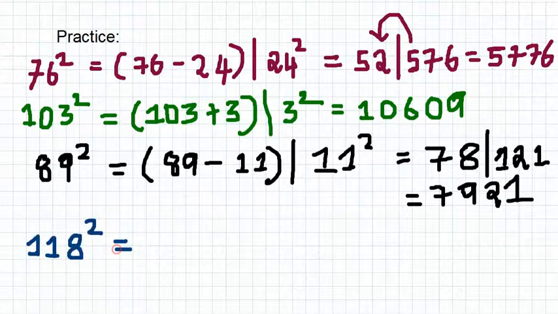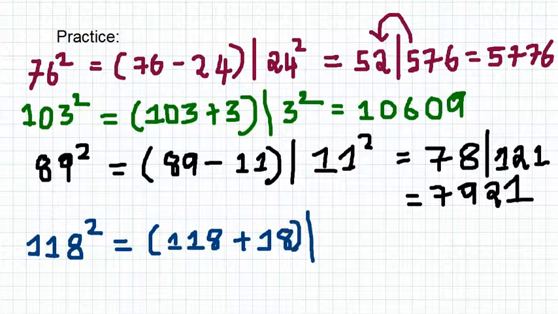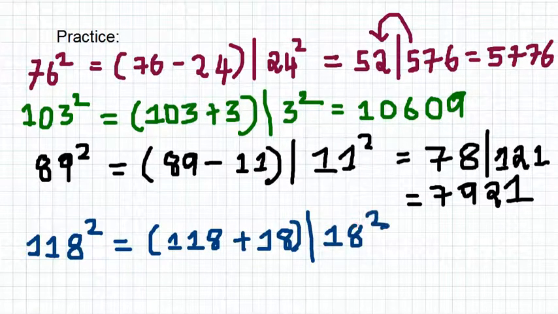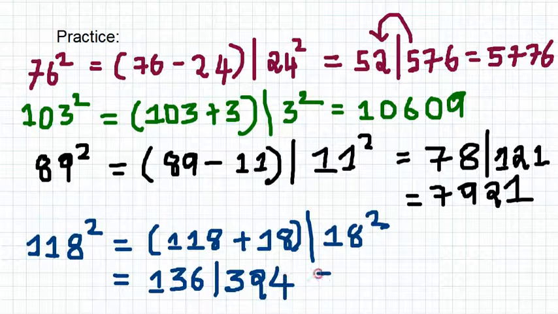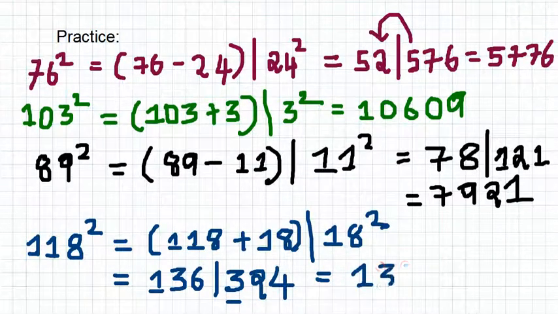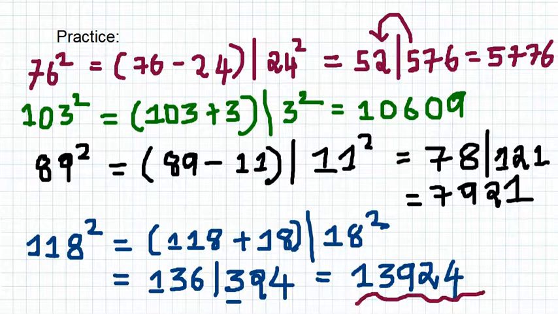Now 118 square. More than 100. So we are going to add the difference. So 118 plus 18 is 136, and take a pause, 18 square is 324. Move the 3 towards the left hand side and add it. The final answer will be 13924. Very simple trick to find the squares between 70 to 120.